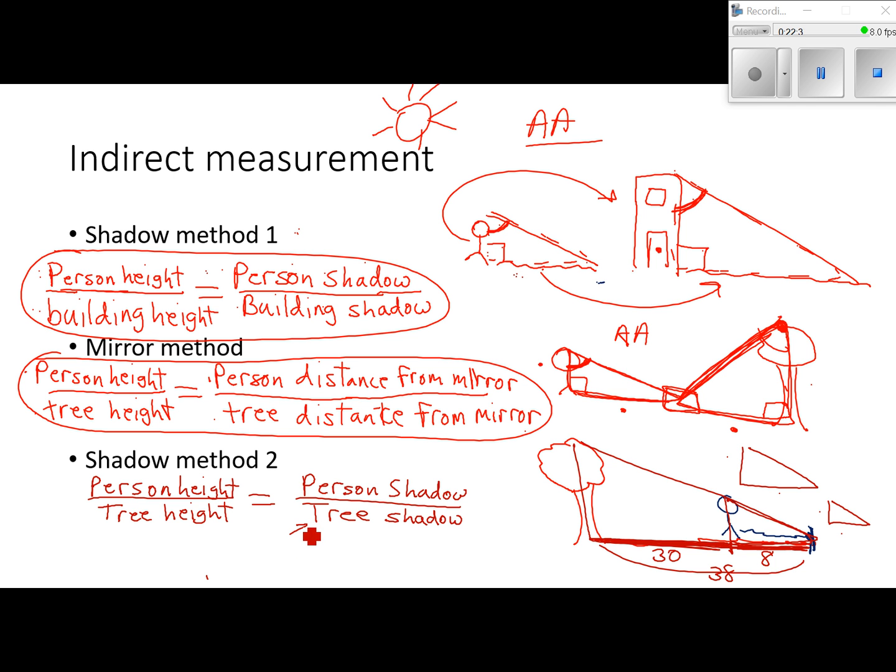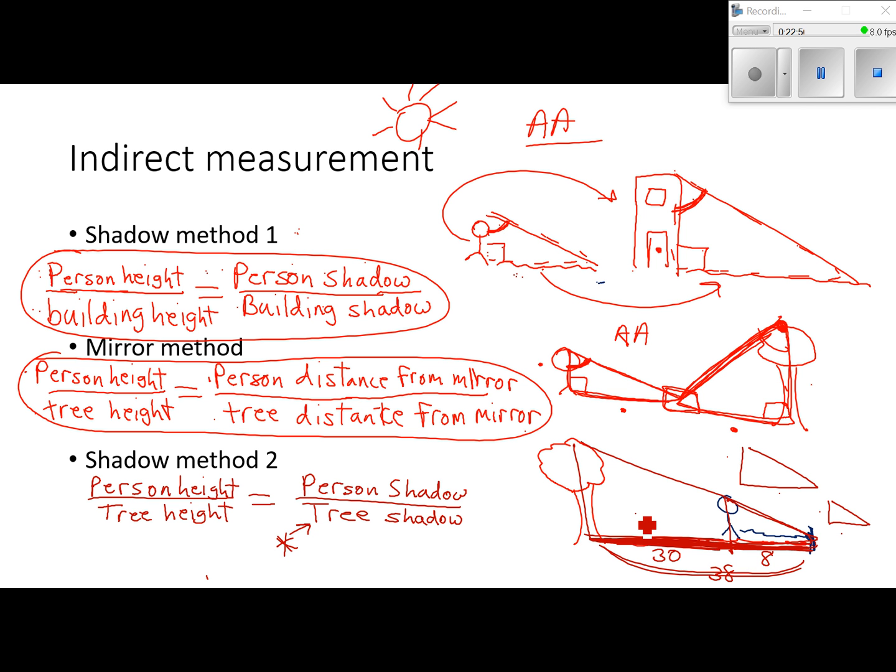And again, be careful on the tree's shadow. Don't think that it's just the 30, like in this example I gave. The tree shadow is that whole length. Sometimes they'll tell you the whole length, sometimes they'll only tell you this part, sometimes they'll tell you the distance here and the length of the whole tree shadow, and you'll have to find the person's shadow. It just depends on the problem.